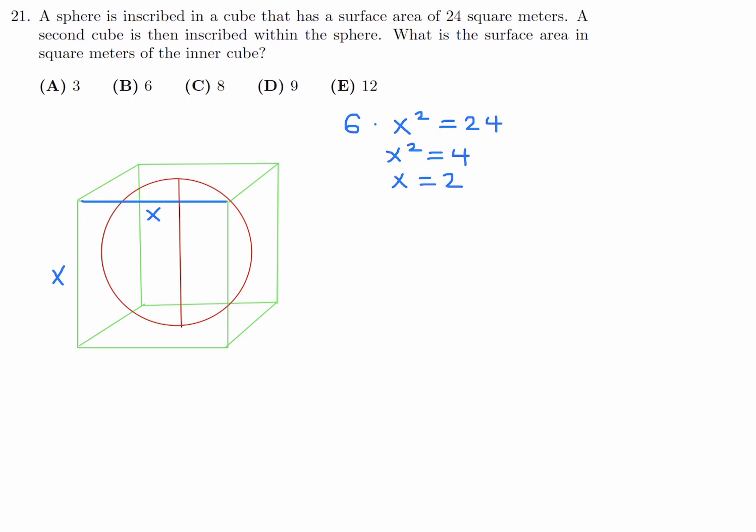So that top to bottom distance is x. But what does it represent for the sphere? For the sphere, it represents the diameter, or 2 times the radius. So 2 times the radius of the sphere is equal to x. So 2r is equal to 2, because x we just figured out was 2. So therefore r is equal to 1. So the radius of that sphere is 1. So that's the first step of this question.